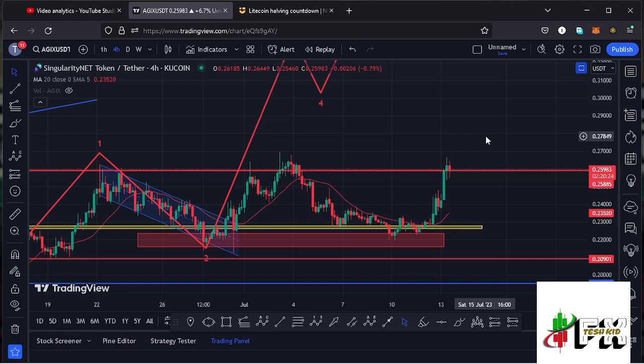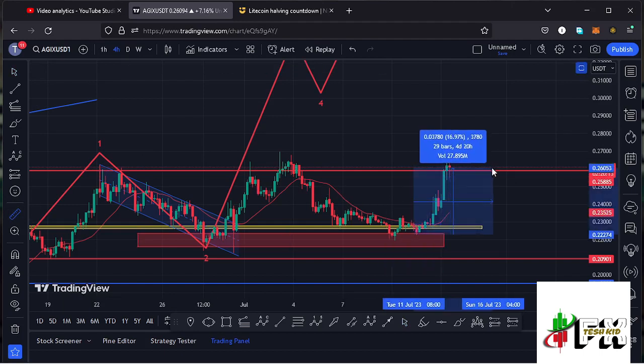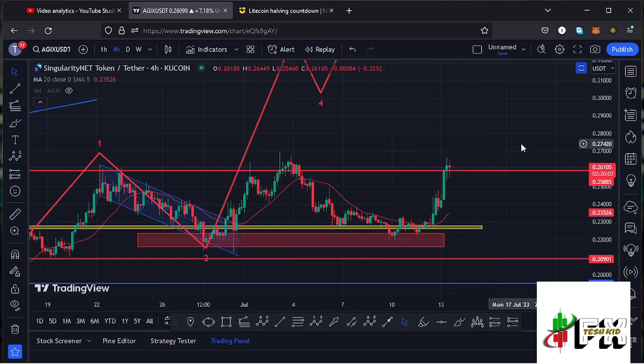And today we have seen a very massive breakout here on the AGIX chart, where if I give you a measure since the morning lows, you can see that the market is up by more than 16.97%, which is a very nice bounce to the upper side.